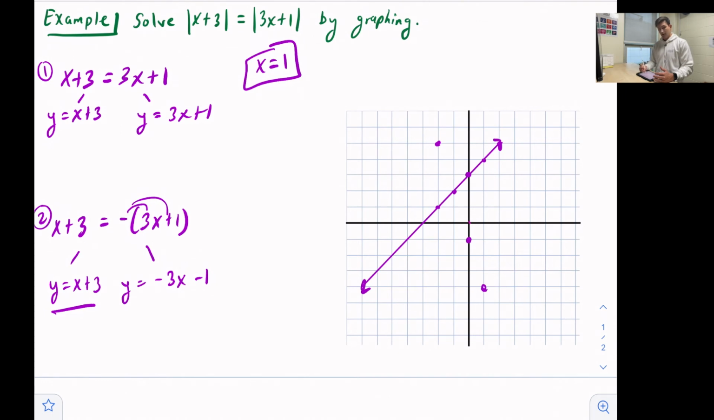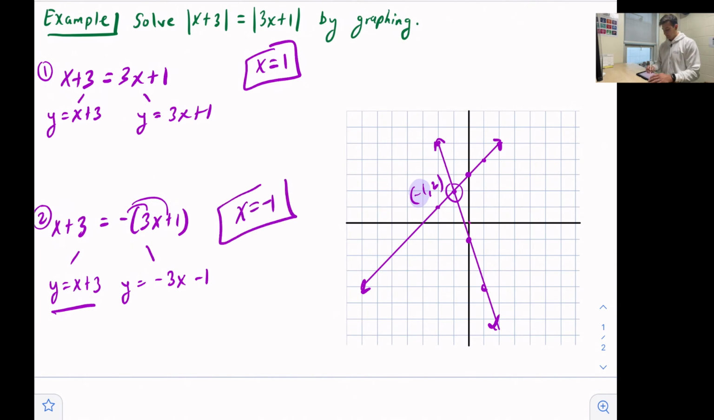So now we're going to draw our line through our points. Whoops, let's make that a straight line. There we go. And once again, we have our intersection. So this is negative 1, 2. But once again, we just want the x value. So let's say x is equal to negative 1. Okay, so our two solutions here are positive 1 and negative 1.